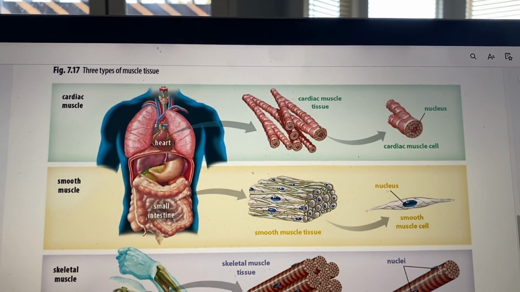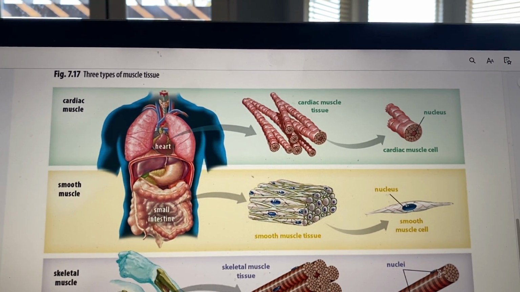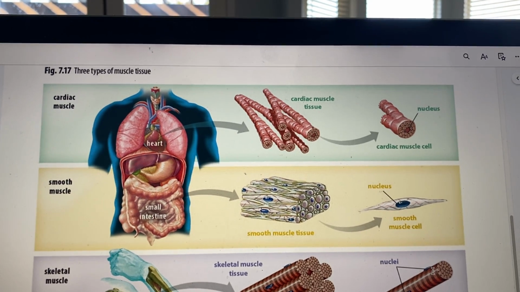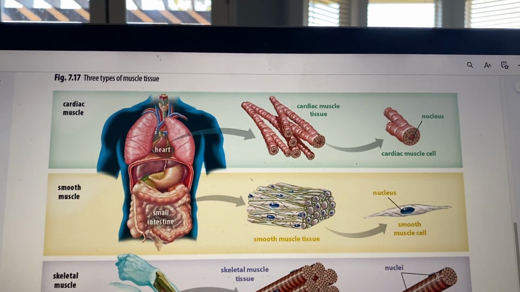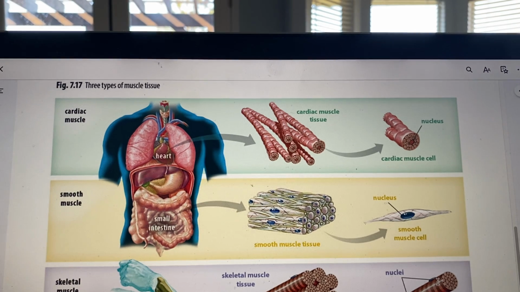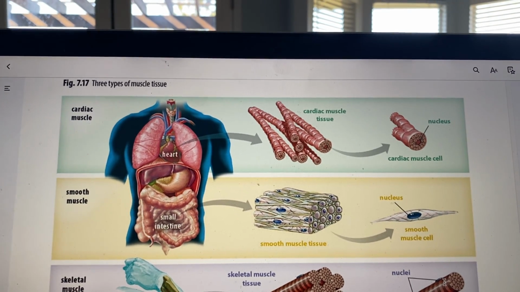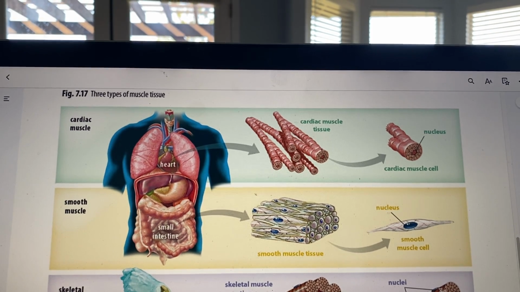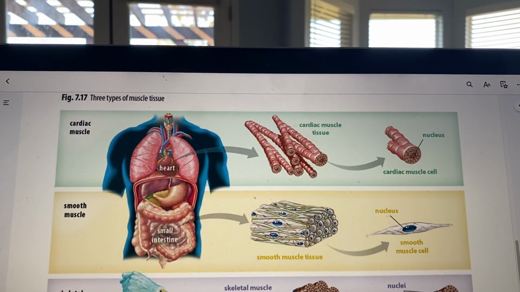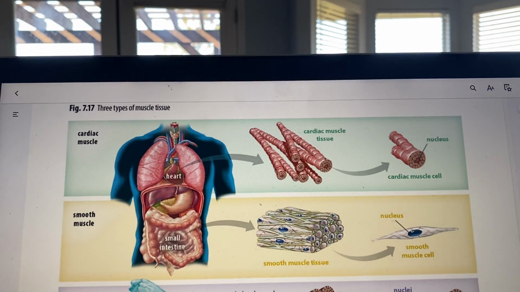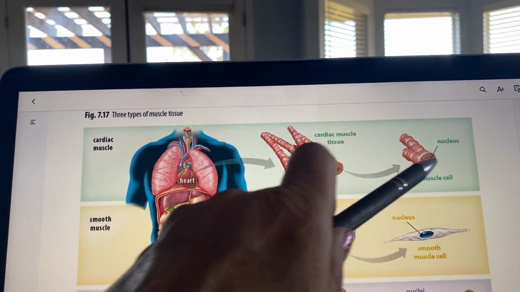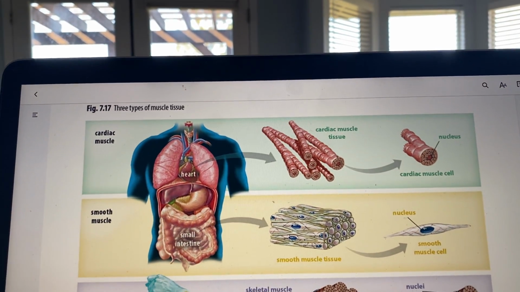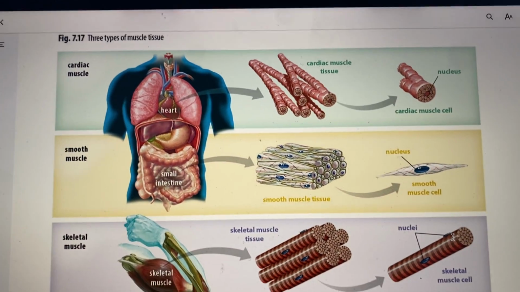It's self-stimulating. It's the most efficient pump in the world. So if you had a question on what's the most efficient pump in the world, of course it would be your heart, supplying blood to all the parts of your body. So you can see it's designed to contract over and over and over. And going on to the smooth muscle.